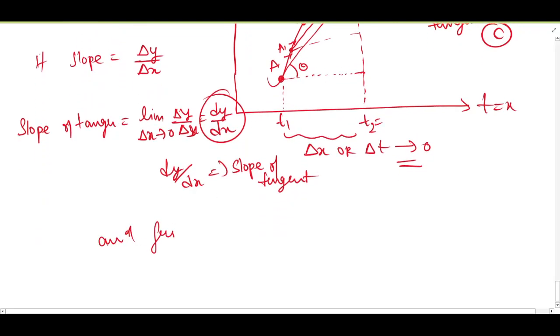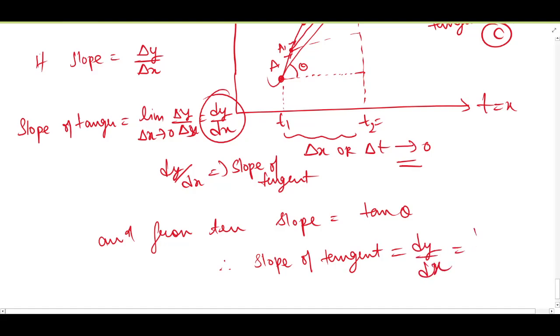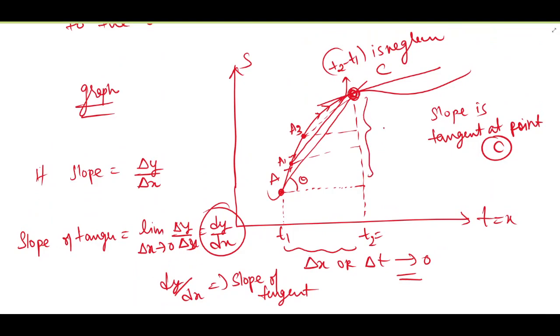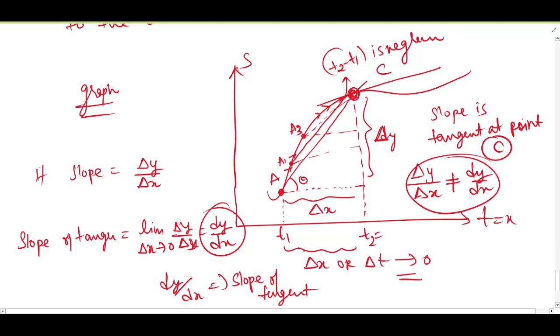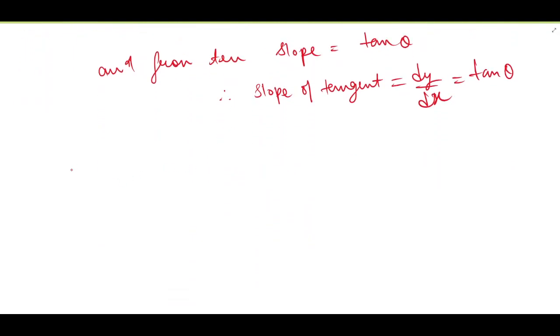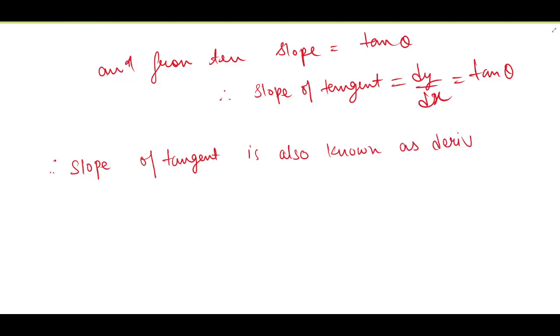And from trigonometry, slope is equal to tan theta. Therefore the slope of the tangent is equal to dy by dx equal to tan theta, where this is dy, delta y and this is delta x, where delta y by delta x is not equal to dy by dx. Therefore the slope of the tangent is also known as the derivative of y with respect to x.